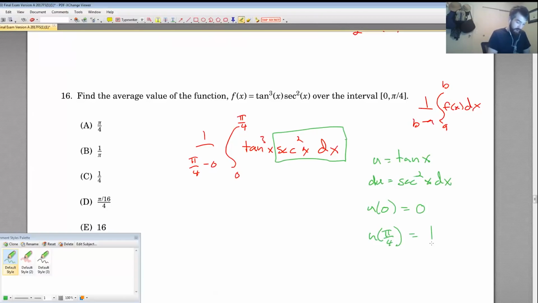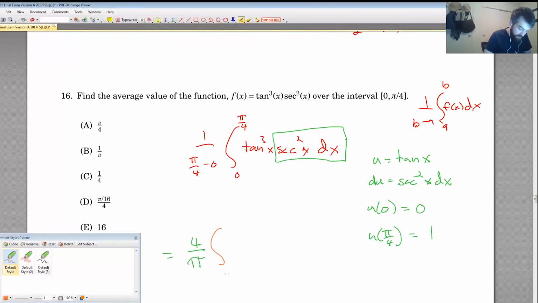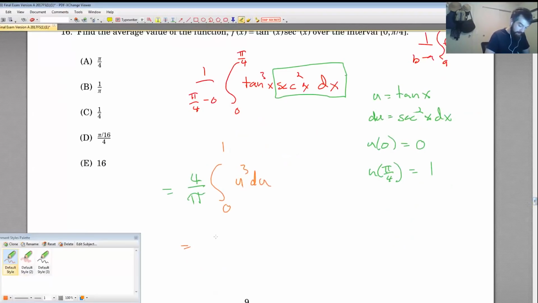Okay, so what do we want to do here? 1 over pi over 4 minus 0 is 4 over pi. And you know what? Screw Christmas. We're going to go for something exciting. Here we go. Got an orange. Integral from 0 up to 1 of u cubed du equals 4 over pi u to the 4th over 4 from 0 up to 1 equals just 1 over pi, and looks like we got an answer over here. Perfect.